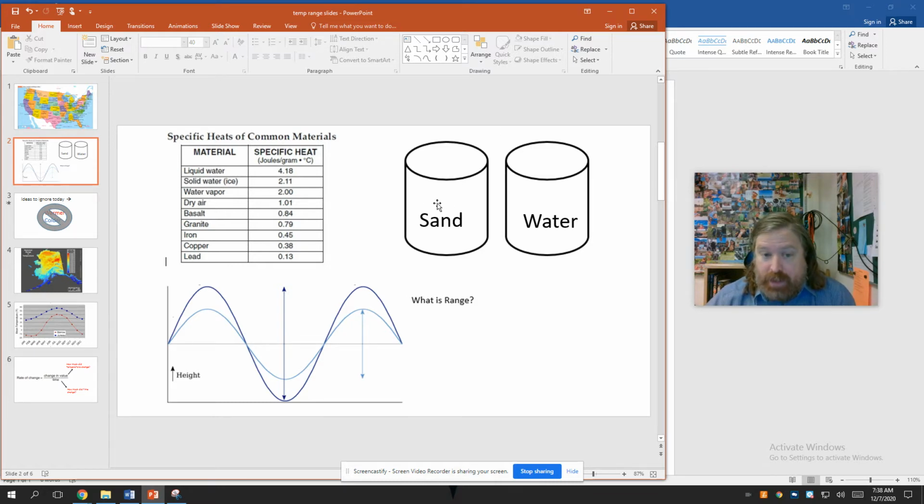And if you didn't finish that, some of you still owe me that, but spoiler alert, the sand heated up more and cooled down more. So the sand went way up and way down. The water went up a little bit and then down a little bit.